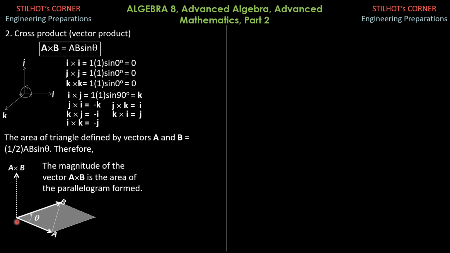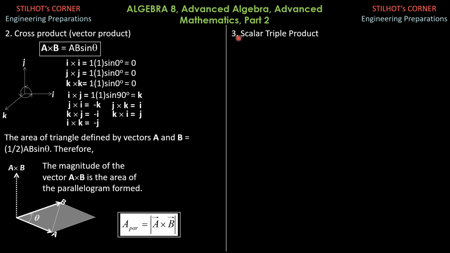Likewise, if you position your four fingers towards B and curl them towards A, then A cross B would be in the opposite direction, in this downward direction here. So that's why the right thumb rule is important in defining the cross product. So the area of the parallelogram is the absolute value of A cross B, because this A cross B may be positive or negative. As a result, the positive value of that is the area of the parallelogram. So I hope that you can remember that.